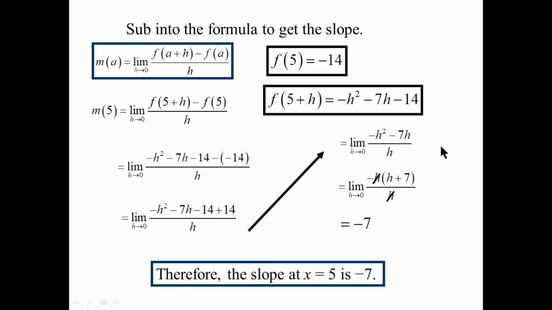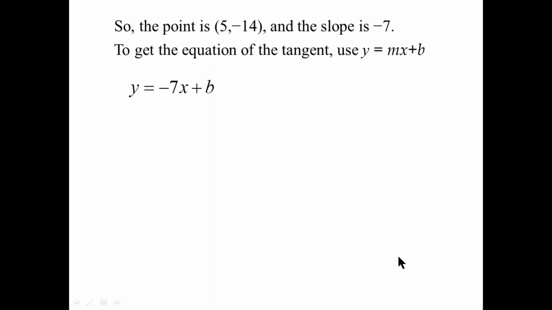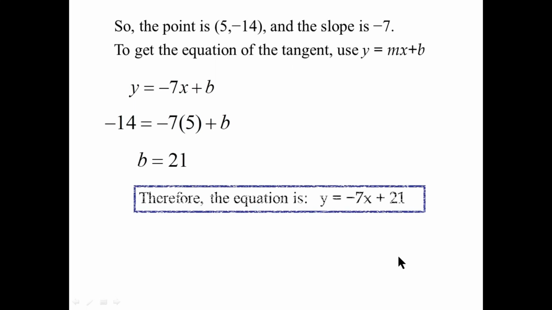And so the slope at x equals 5 is minus 7. Now, we were asked for the equation of this tangent. So we have a point, 5 minus 14, because we want the tangent at the point when x equals 5. The slope is minus 7. And now it's grade 9 math, because we have our point, we have our slope. It's y equals mx plus b. And there's the equation.